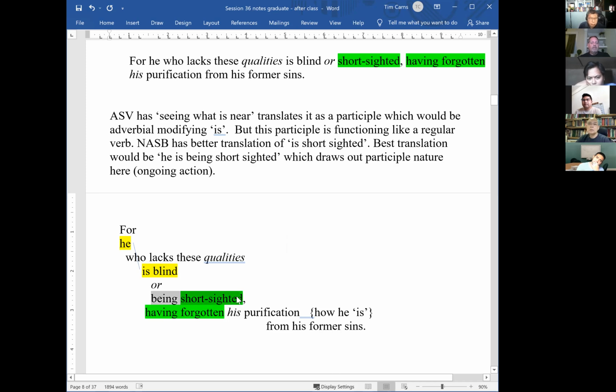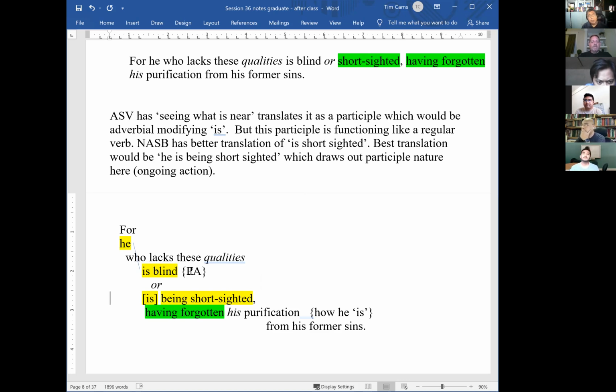being short-sighted is a second description, right? Okay, and so in this case, I would do this just to make it a little more clear. Okay, and this is a reasonable thing to do. He is blind. He is being short-sighted. Okay, in this case, blind is acting like a predicate adjective. In this case, being short-sighted is acting like a regular verb.